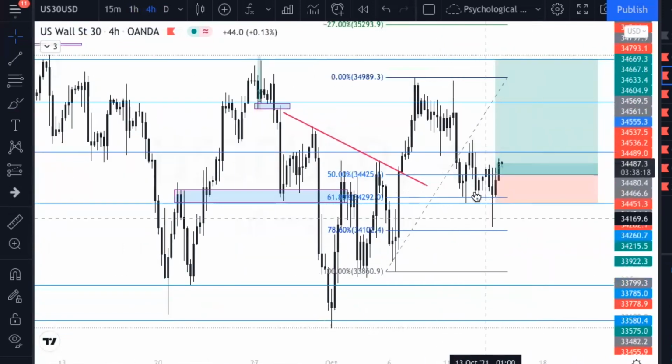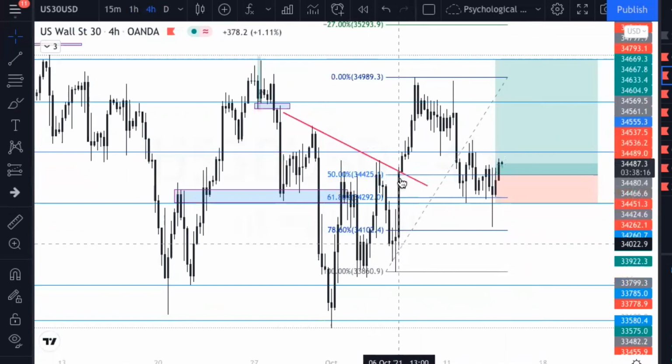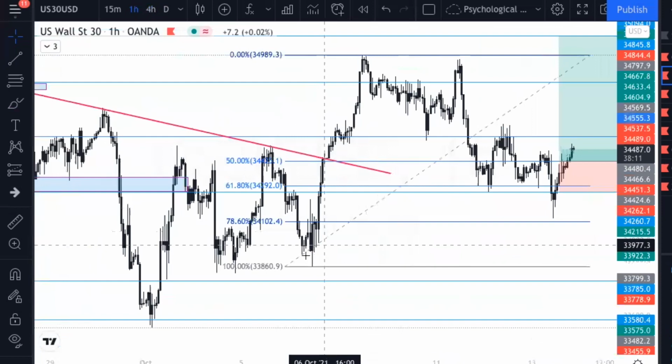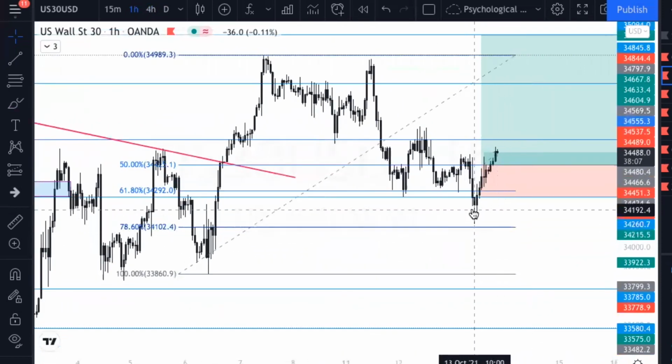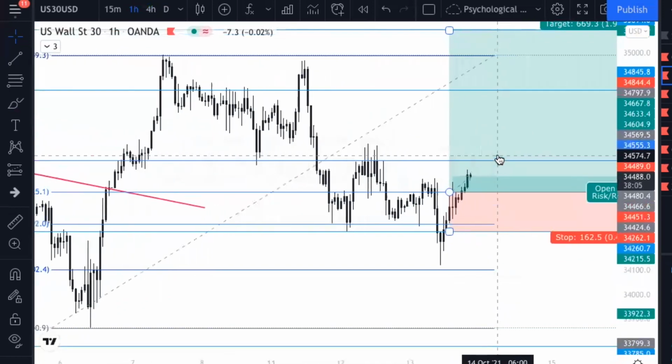Like I said, strong rejection, strong support. We had the swing low, swing high for that 1 hour time frame, swing low, swing high. Price came down to this area, and now we are currently in profit.